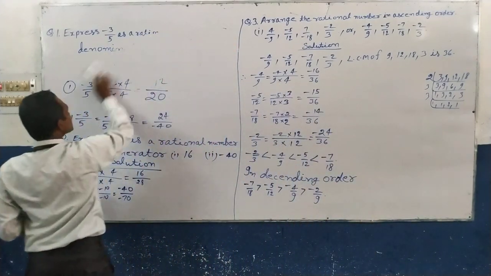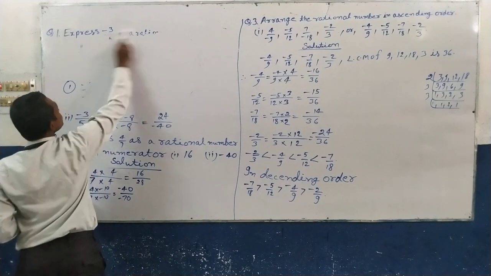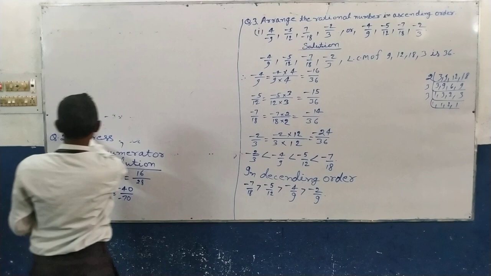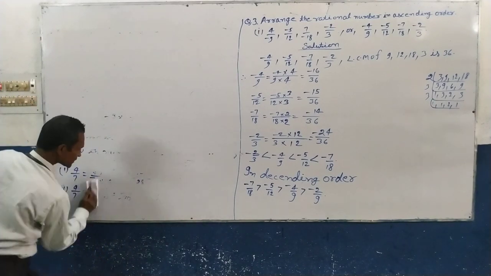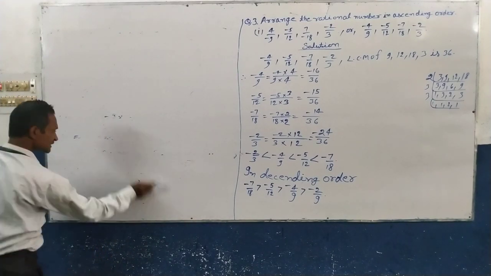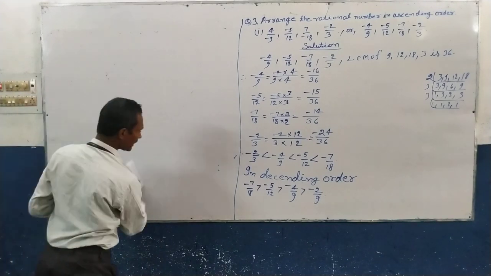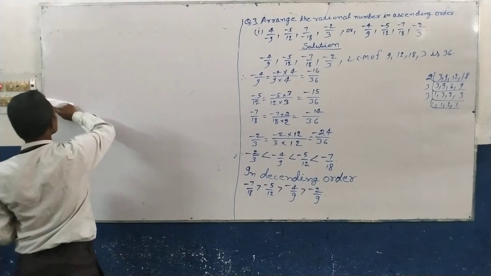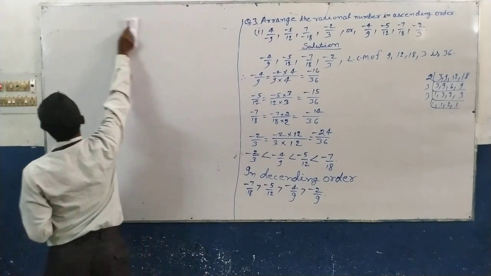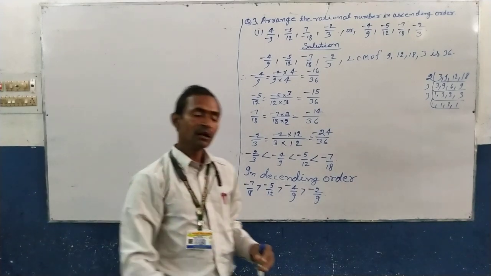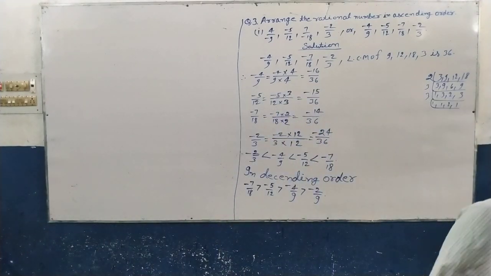Now, next questions, for next exercise. Represent the rational number on the number line. How can we represent?